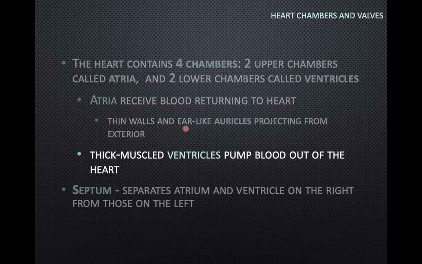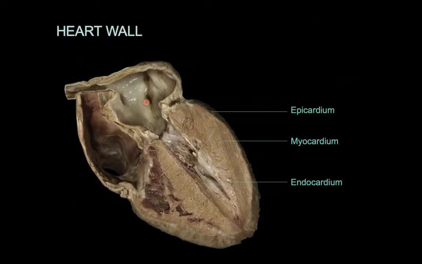Then we have these thick muscled ventricles, okay? They function to pump blood out of the heart. So because they're pumping blood out of the heart, they need to be thicker than the atria that are just receiving. So let's go have a look at that again. Okay, thinner walls, receiving blood, thicker walls, pumping blood out of the heart.